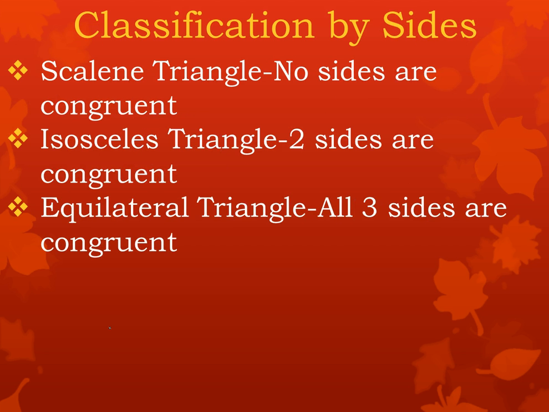By the sides, we have three choices. It's a scalene triangle if none of the sides are the same measurement, they're all different. The triangle is isosceles if two sides are equal to each other, the third side would obviously be different. And if all three sides are congruent, then it's equilateral.